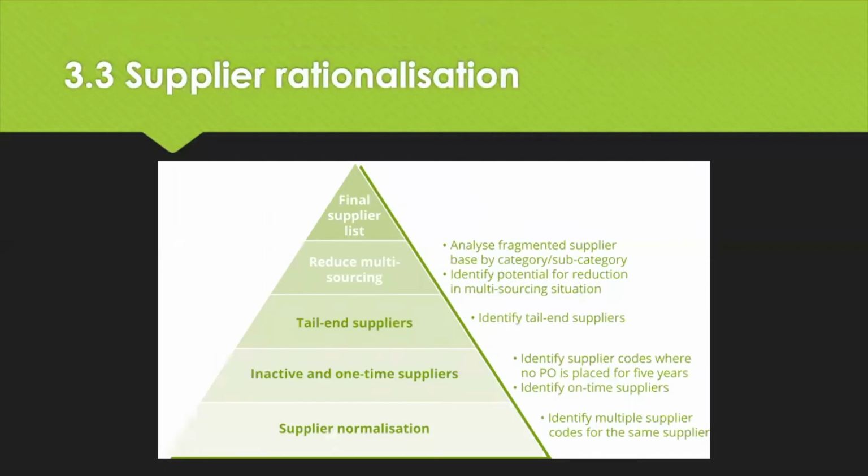Supplier rationalisation or supply-base reduction is a way of reducing the supply base by strategically decreasing the number of active suppliers. And the primary objective is to reduce the overall number of suppliers and derive better outcomes and value from these relationships.